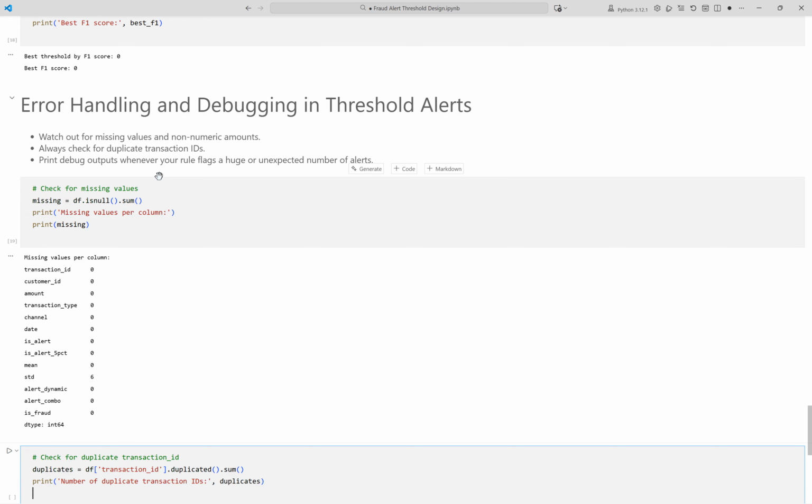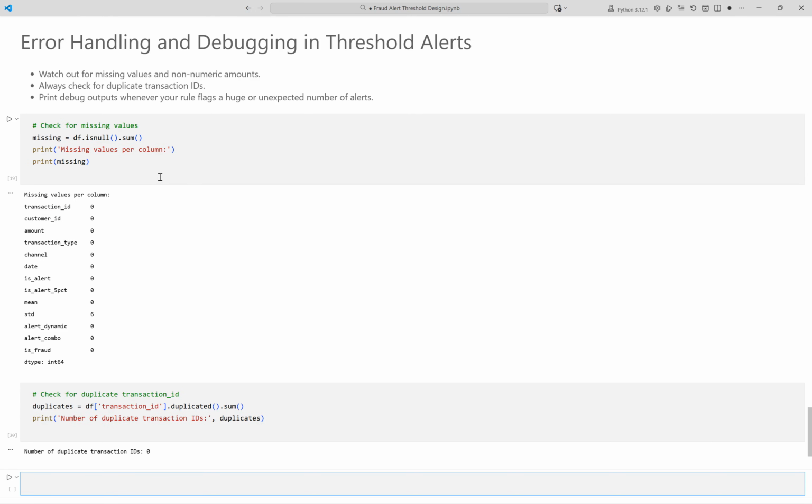Running the cell now. The output shows there are 0 duplicate transaction IDs, indicating each transaction is uniquely identified. This confirms that the dataset is clean in terms of duplicates, which is crucial for accurate threshold alerting and avoiding duplicate alerts in the error handling process. Duplicates are a serious issue for fraud analysis.